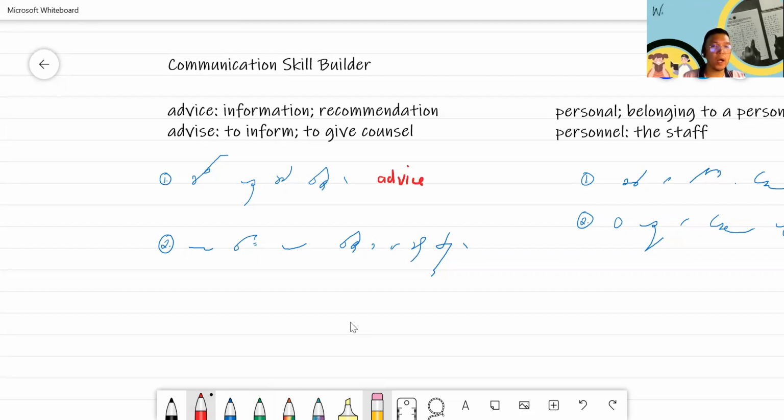The next example, we have Mr. Adams will advise us of the stop changes. So most probably we're talking about informing, or to inform. So we are talking about here the spelling ADVISE. Okay. Let's move on.